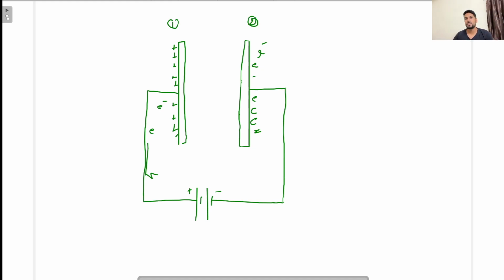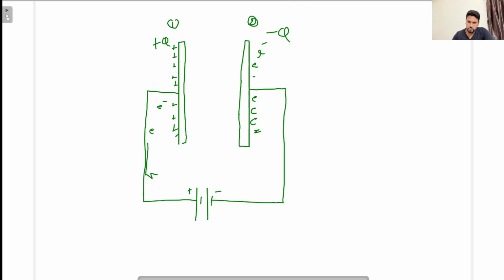So I will consider that this positive plate has a charge of positive Q, and similarly the negative plate, plate number 2, has a charge of negative Q. And this setup is made only because of the battery. All thanks to the battery, because if the battery was not applied, this setup wouldn't be possible. So I have applied the battery, and the battery has provided the charge.